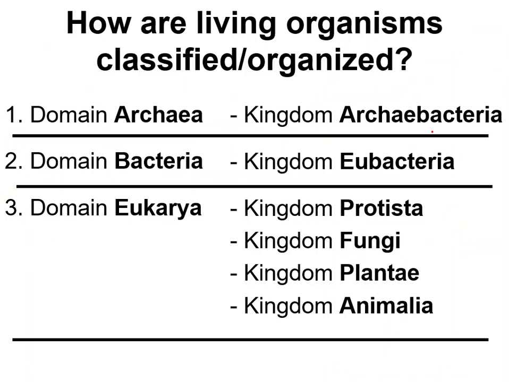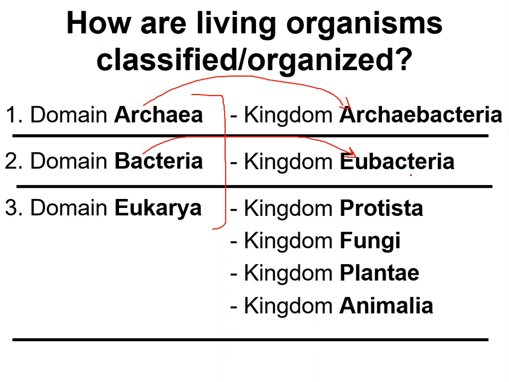All right. The classifications that we have today, yes, they include 6 kingdoms, but we also now have what are called domains, and they are above kingdoms. They are more broad than kingdoms. So you have 3 domains, 6 kingdoms. The Archaea domain only has 1 kingdom, Archaebacteria. The bacterial domain only has 1 kingdom, the Eubacteria.